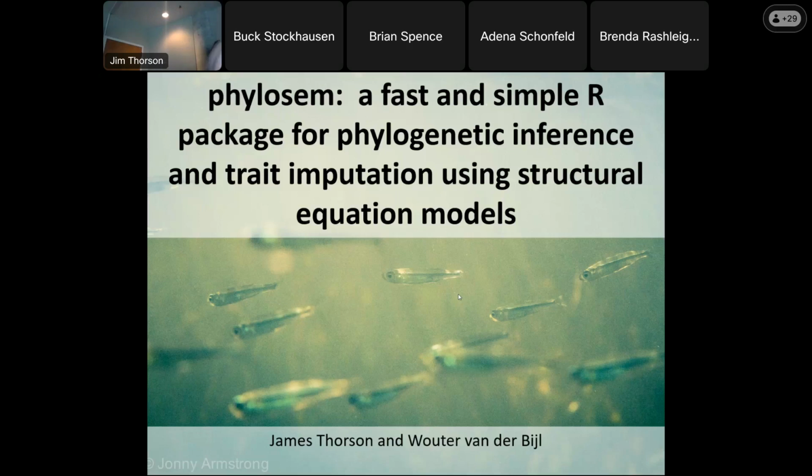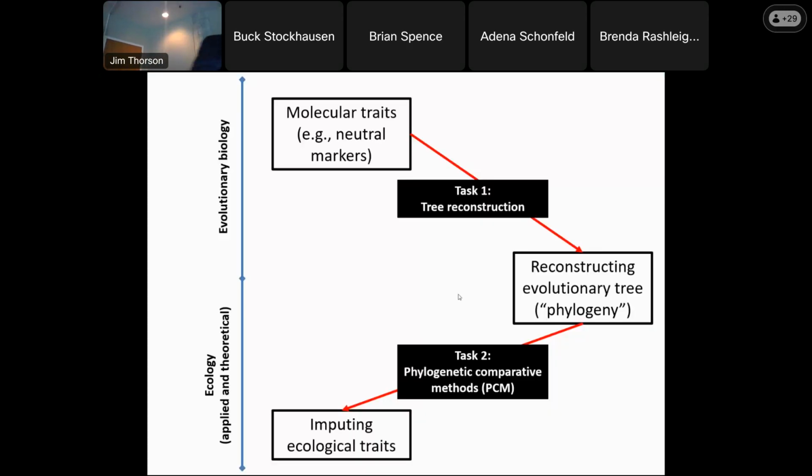So if somebody wants to run trait imputation or phylogenetic comparative methods, this is the R package version to do it. And this is with Wouter van der Bijl, who's a great postdoc at UBC. My cartoon of this is that we often have a team of people that do neutral traits, neutral markers, and then you use MrBayes, and they've got a bunch of stuff. There are some geneticists in here, so I'll try not to be too jokey about it, but as somebody who's not a geneticist, I sometimes have no idea what they're talking about. They've got all these plots.